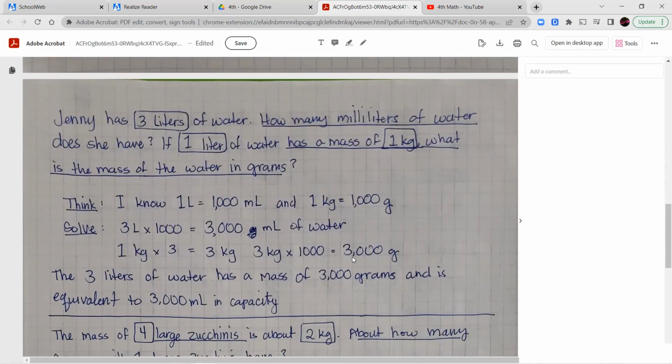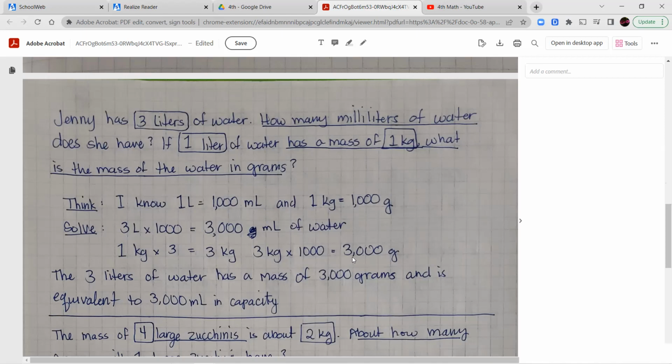Jenny has 3 liters of water. How many milliliters of water does she have? If 1 liter of water has a mass of 1 kilogram, what is the mass of the water in grams? So here we're being asked 2 questions, not just one. The first question we're being asked is to convert from liters to milliliters. So first we're going to change the capacity, and then we're going to work on the mass.